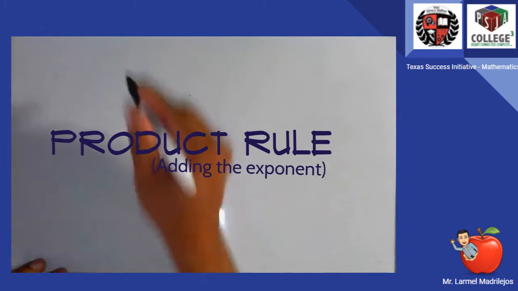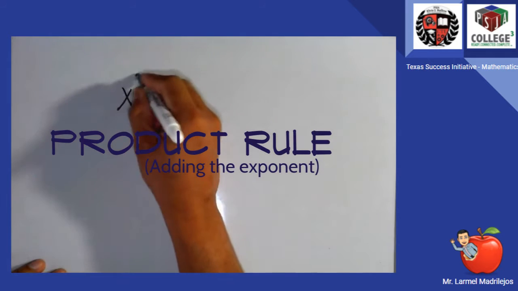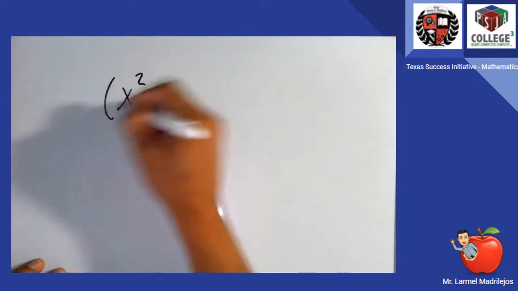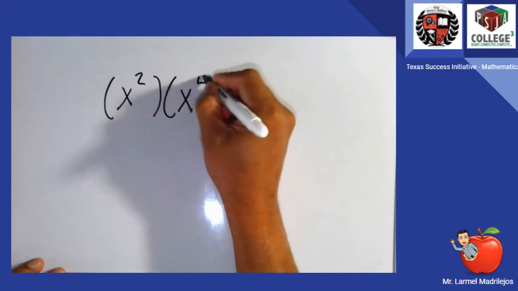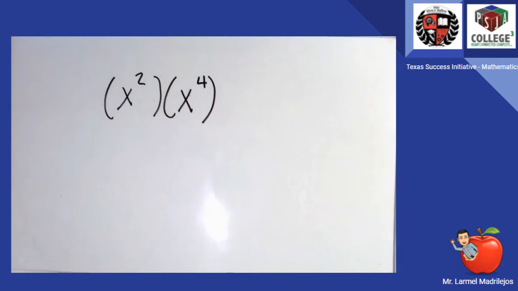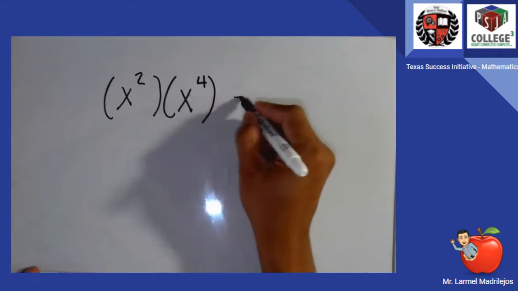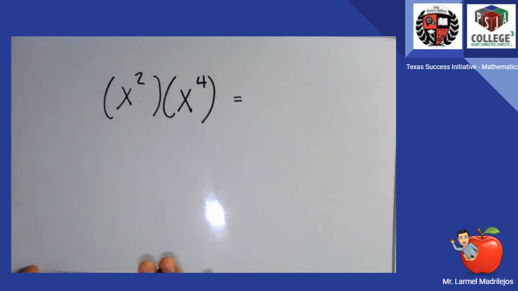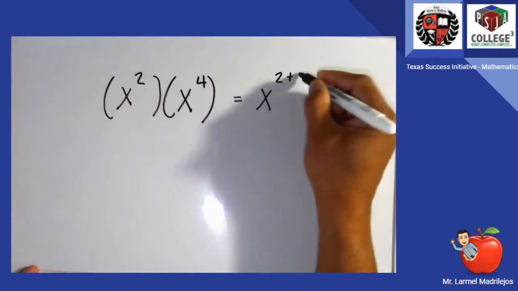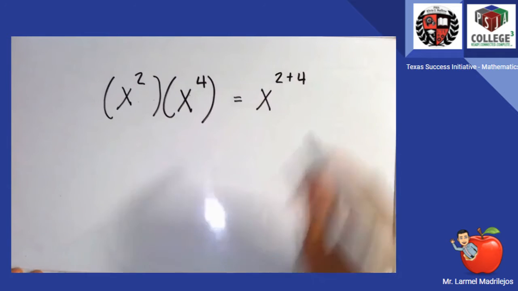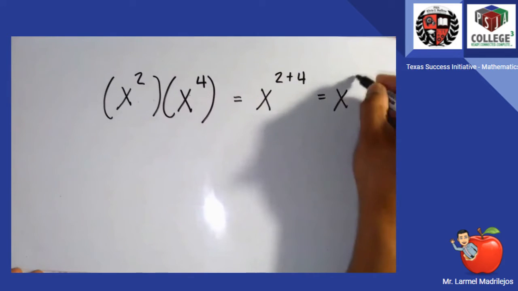The next one is the product rule. Okay, product rule is multiplying. Let's say x raised to 2 multiplied by x raised to, let's say, 4. In the product rule, we add the exponents. So it's going to be x to the 2 plus 4. So the answer is going to be x raised to 6.